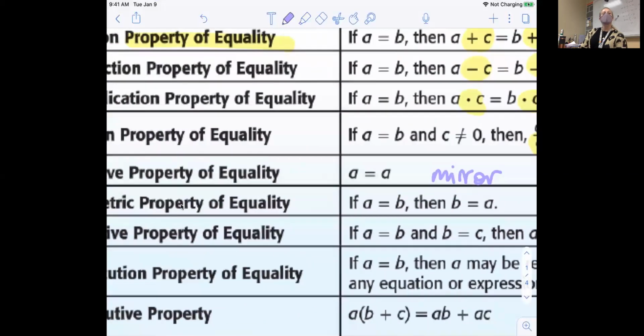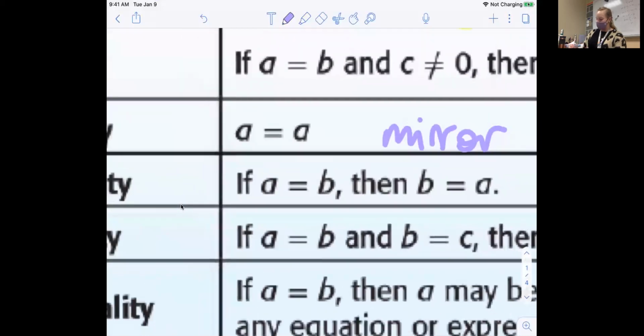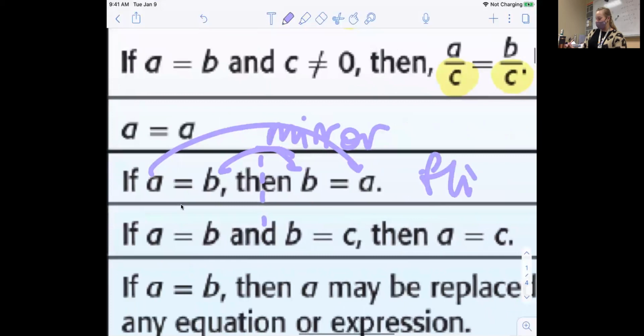Reflexive is like a mirror. Symmetric is like line of symmetry. Think of it like we put a line down the middle, and then it flips over it. So like the B was the closest to the line, so it was written second, now it's written first. A was written first, now it's written second. I think of this like a flip.